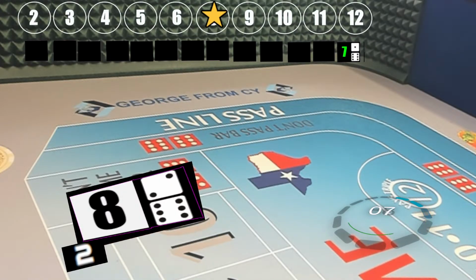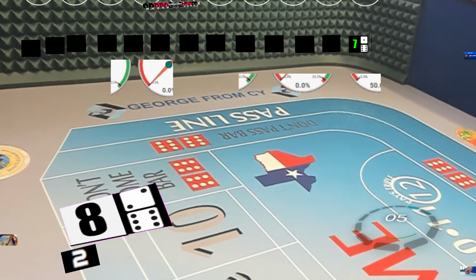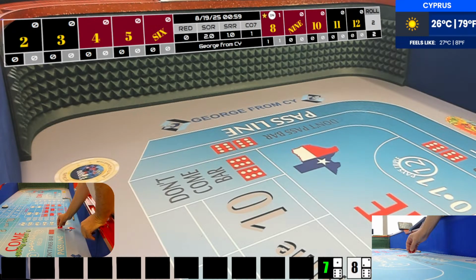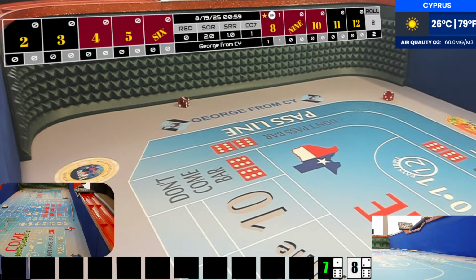So from a 6564, we're gonna go 6462. Dice. 3, 2, 5. That's a double pitch.